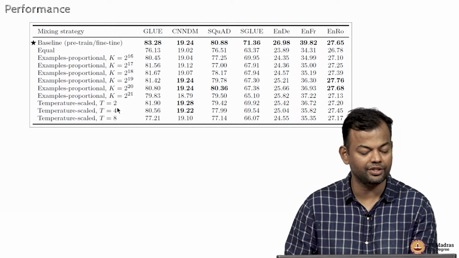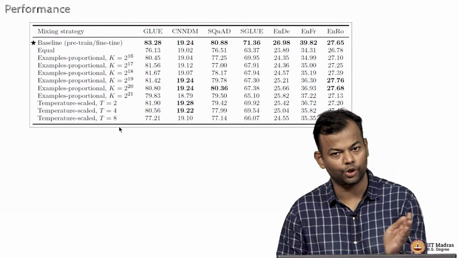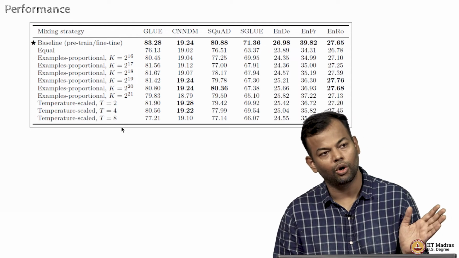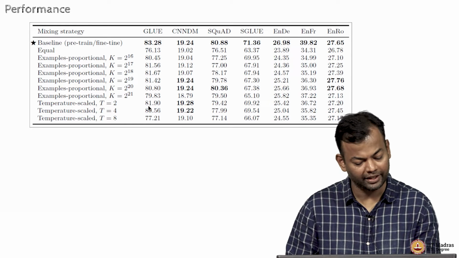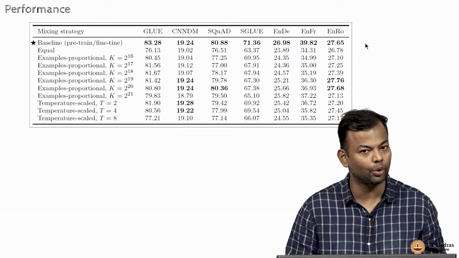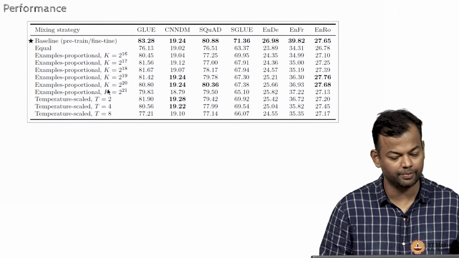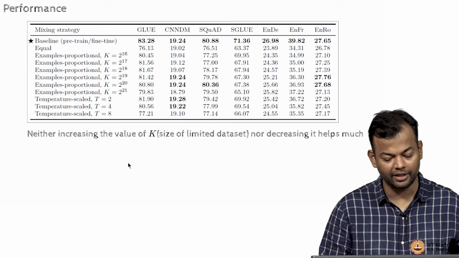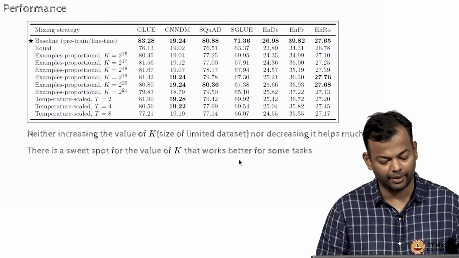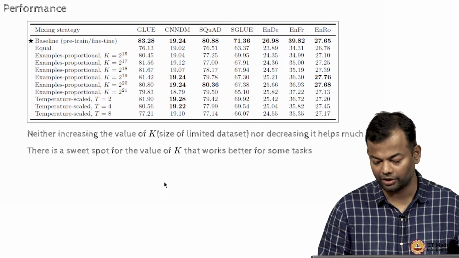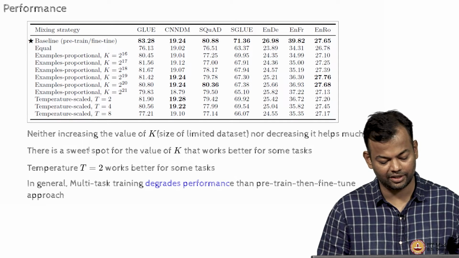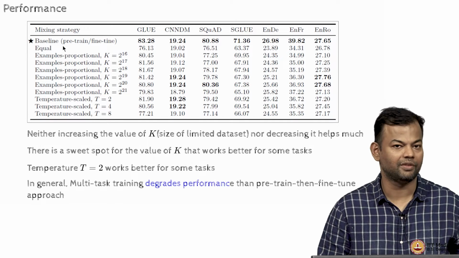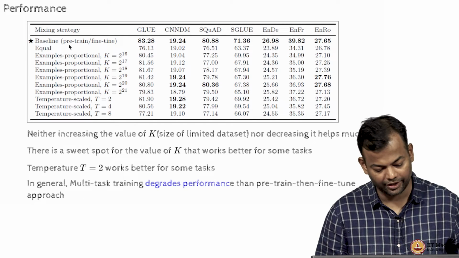And then even if you change the temperature, which will control whether you're using a uniform distribution or you're going towards a skewed distribution, even that does affect the performance, but it still does not come close to the first row here, which is pre-training followed by fine-tuning, right? So none of this has much effect on the performance, or it does not look like you should use any of these strategies, but instead just stick to the baseline strategy, which is pre-train and then fine-tune.